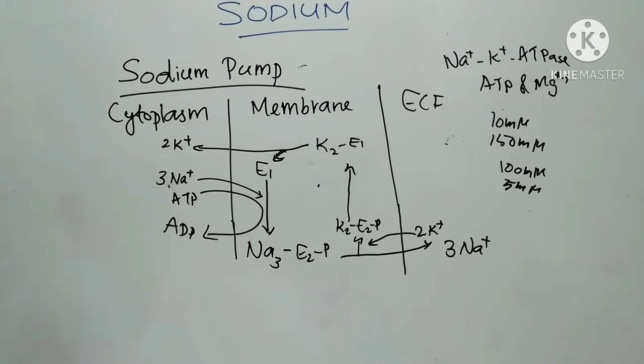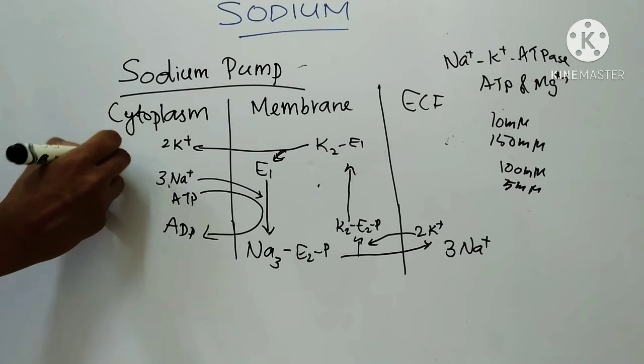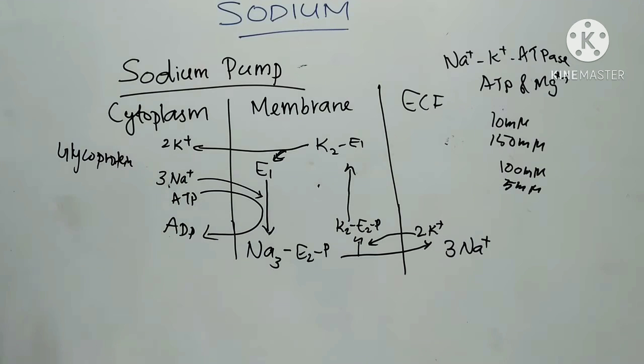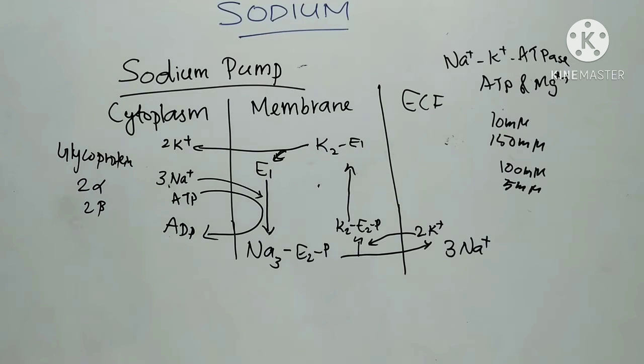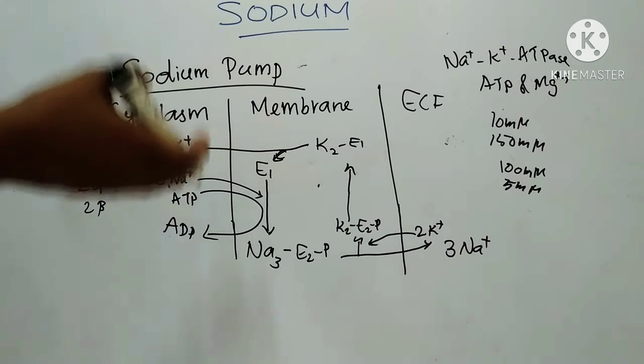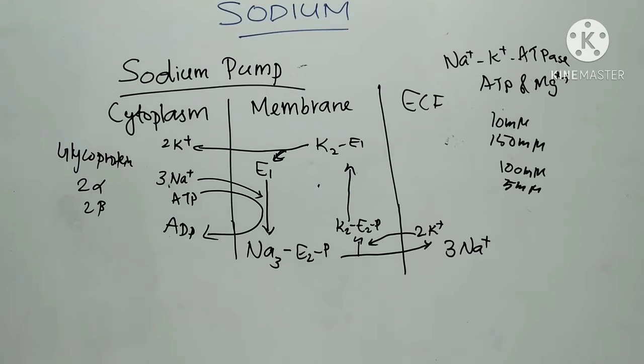The sodium pump is an enzyme, that is sodium potassium ATPase. It is a glycoprotein composed of 2 alpha and 2 beta chains. Its activity depends on the presence of sodium and potassium. It requires ATP and Mg++ as cofactor.